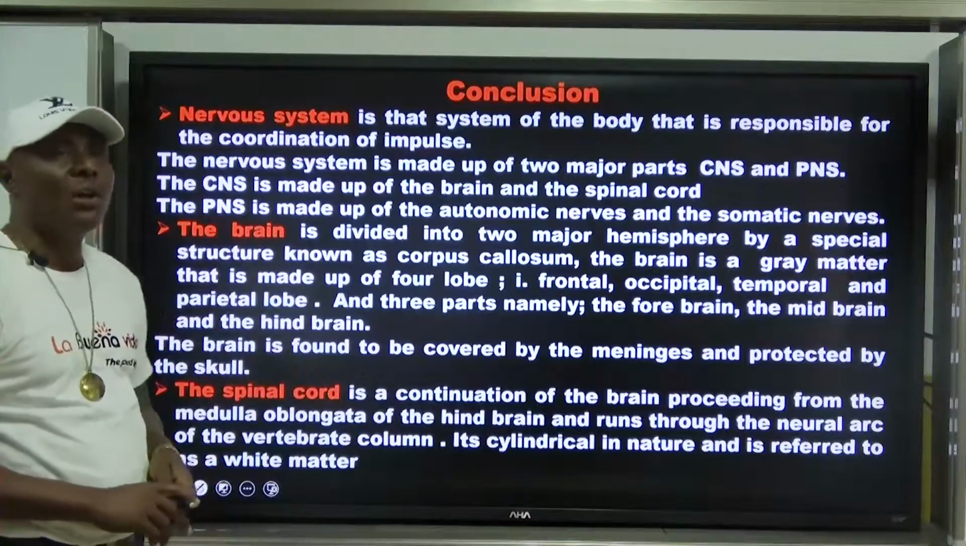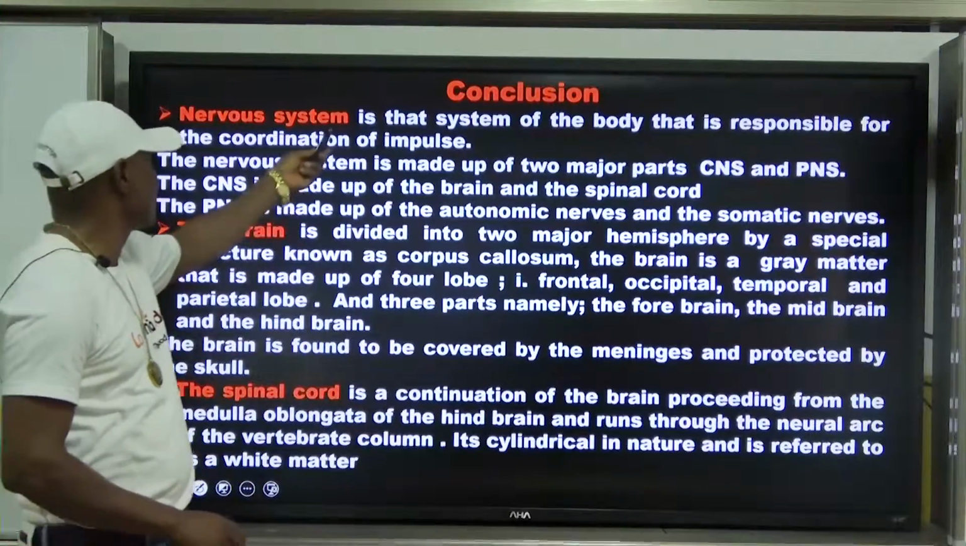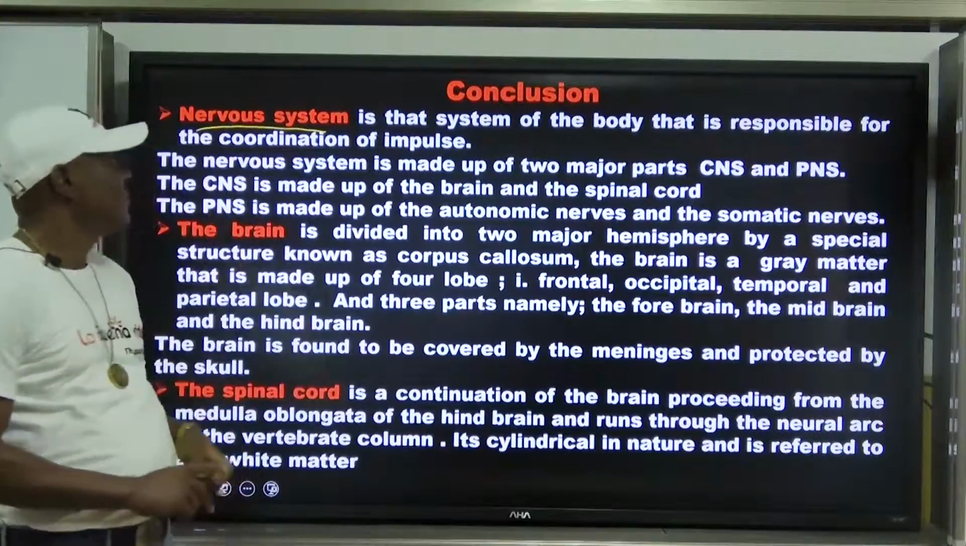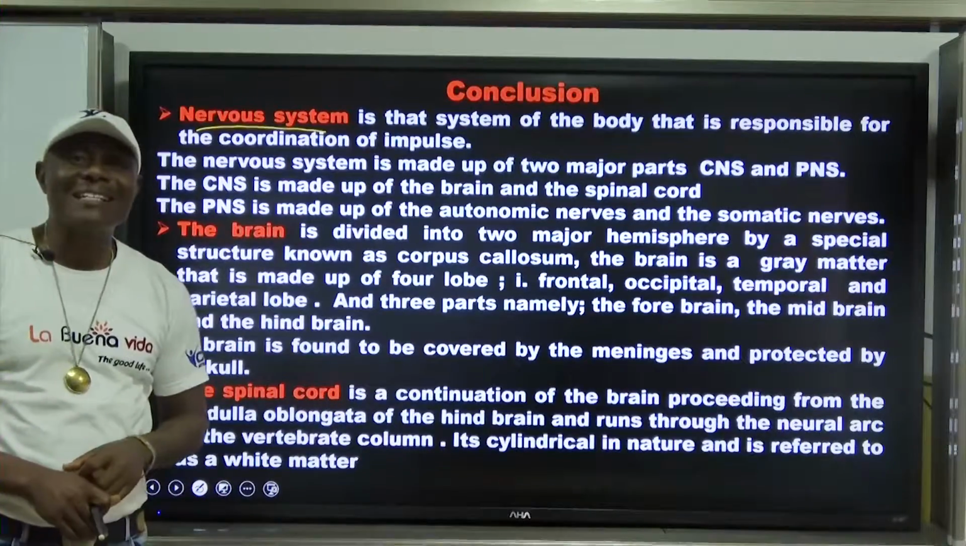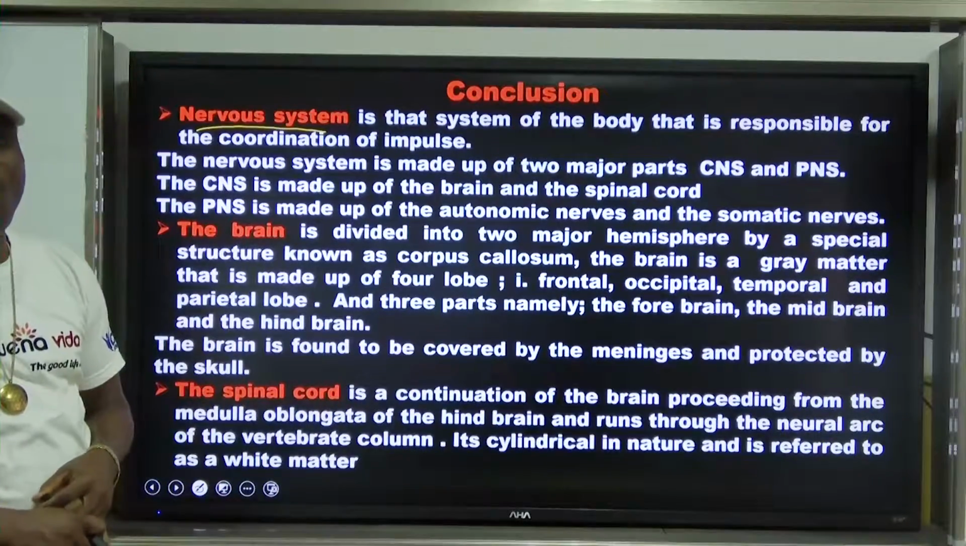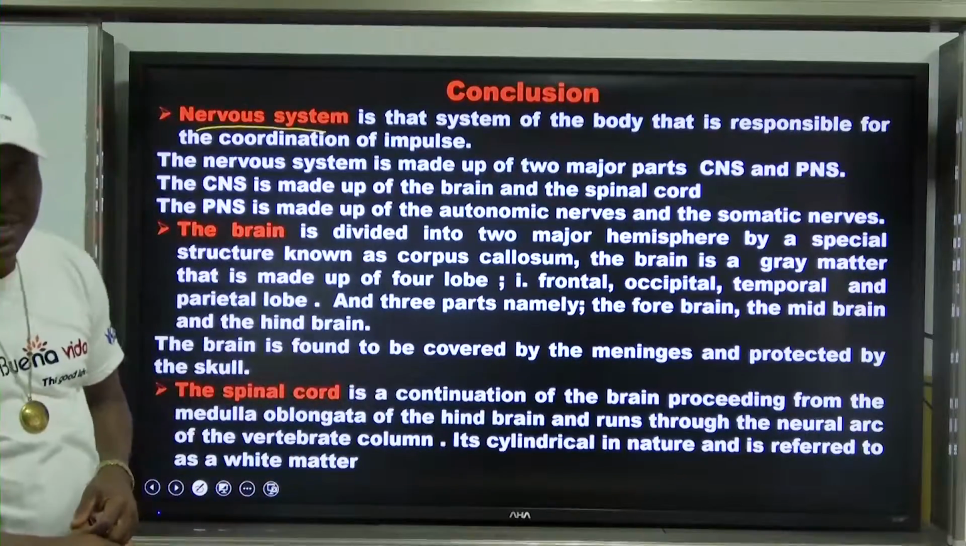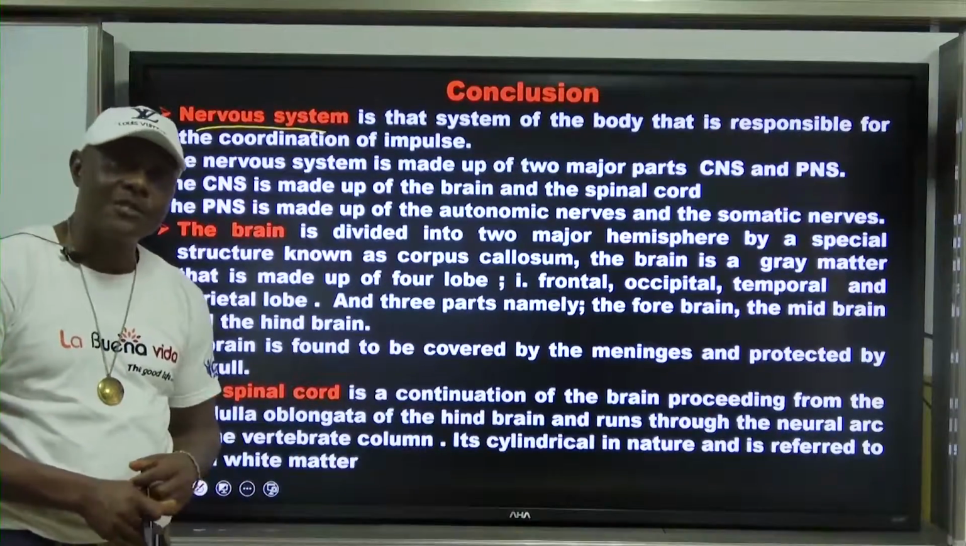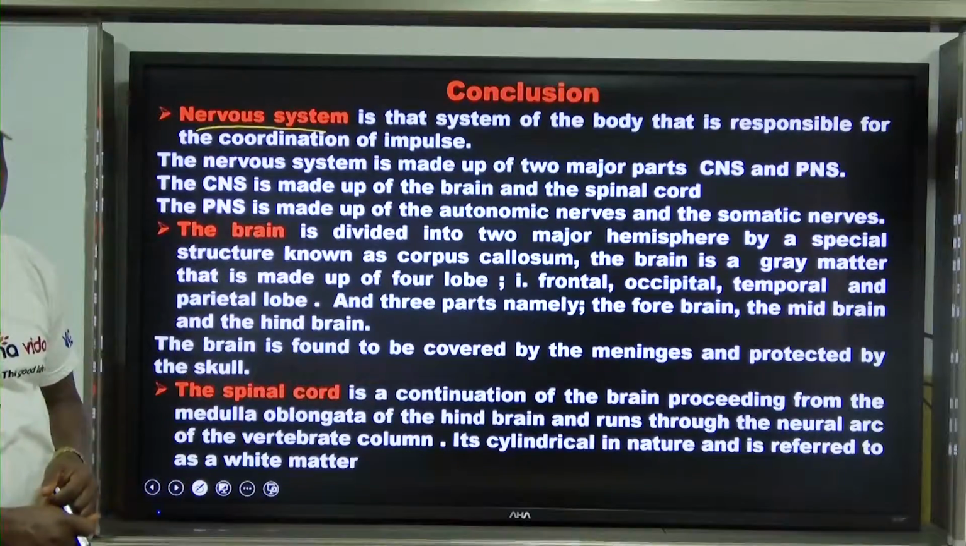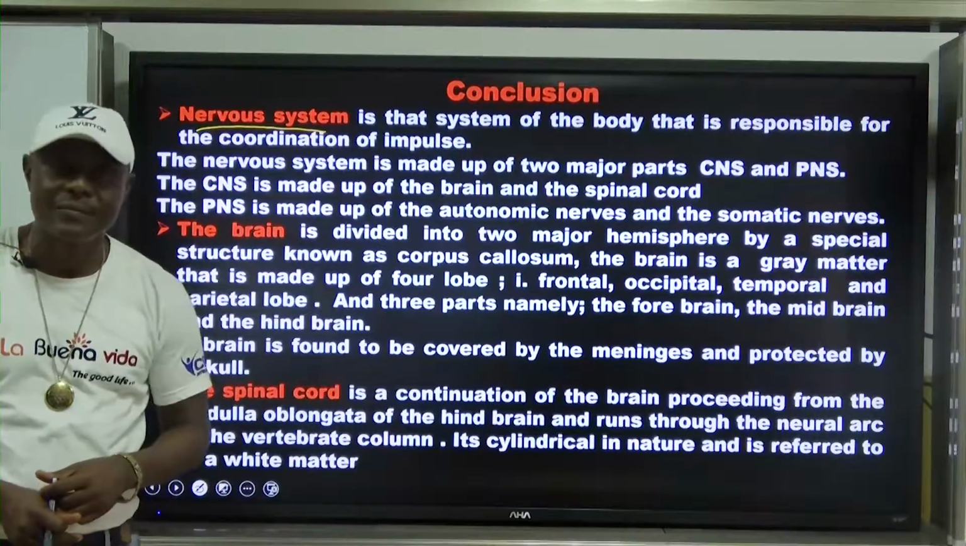we have already seen all these things. We have seen the nervous system. We say it is that system of the body that is responsible for the coordination of all the impulses. Did you get it right? That is the nervous system, that system of the body that is responsible for the coordination of all the impulses.